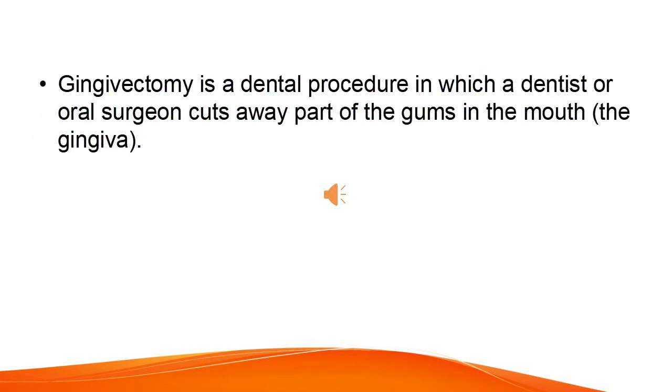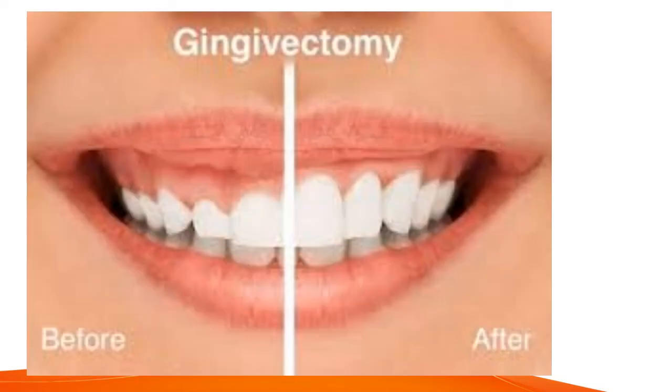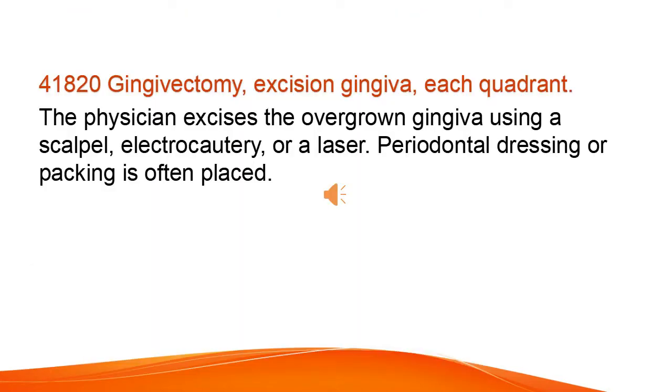Gingivectomy is a dental procedure in which a dentist or oral surgeon cuts away part of the gums in the mouth, the gingiva. Gingivectomy, excision of gingiva, each quadrant. The physician excises the overgrown gingiva using a scalpel, electrocautery, or a laser. Periodontal dressing or packing is often placed.